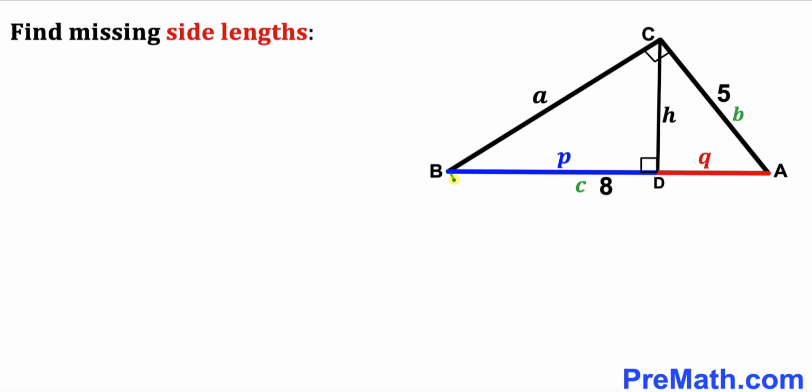This blue segment BD is represented by lowercase p. And finally, this red segment AD is represented by lowercase q. Now our task is to calculate the missing side a, missing side h, missing side p, and finally missing side q. In other words, we are going to find the values of a, h, p, and q.